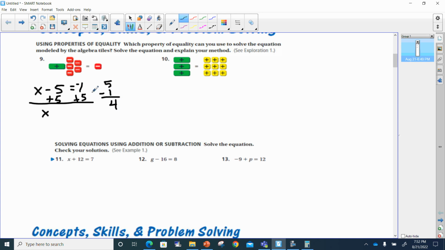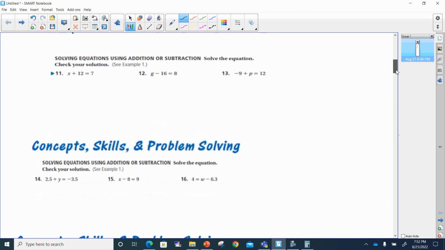And then I keep the sign of the big number. The big number was positive here. So x will equal 4. All right, 10 is yours to do. Let's go to number 11.